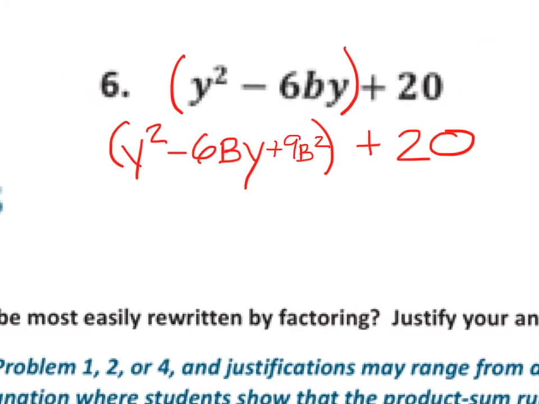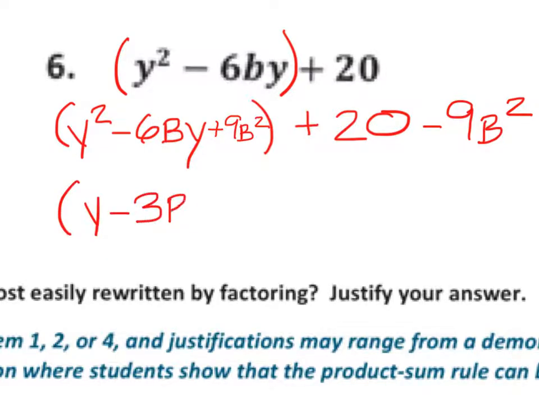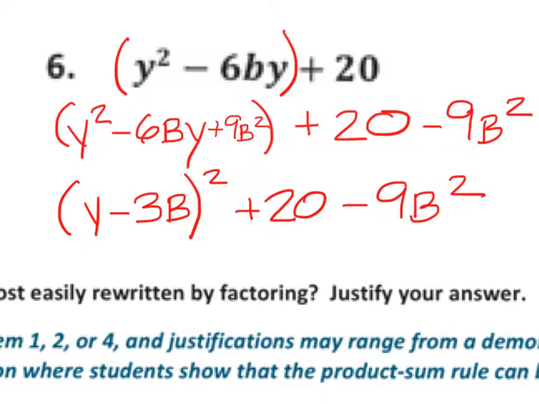If you add 9b squared there, you must subtract it here. And then write your proper form. y minus 3b, square the quantity. And then plus 20 minus 9b squared is all you can do with that. There's nothing else you can do to simplify it. I left off the y. It should be 3by, my fault.